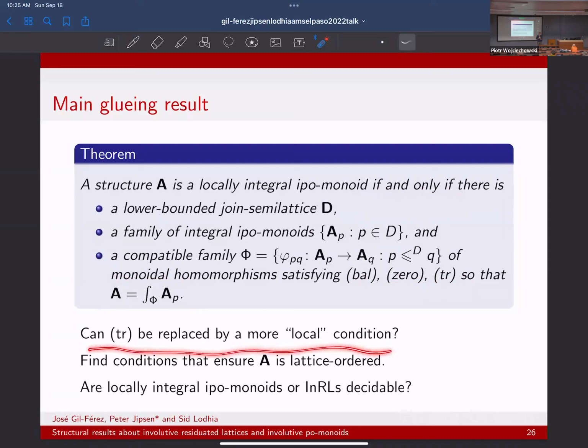Some questions at the end here. Can this transitivity condition be replaced with something local about how the maps connect? Find conditions that ensure that the algebra that you construct is lattice ordered. Of course, just check it's lattice ordered after you've constructed it. If it is, it's an involutive residuated lattice. But again, it'd be good to have a more local condition.